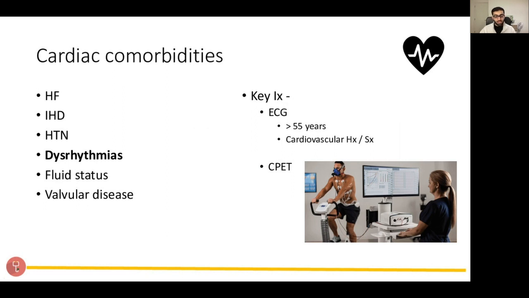CPET is a more specialized investigation. And again, what you really need to know about this is that it's just used for patients who we really want to stratify their cardiac risk, just to get a much finer view of their cardiovascular fitness. And the way that we test this is by putting them on a bike and basically seeing what level of exercise they can reach. The value that we use for this is a VO2 max.